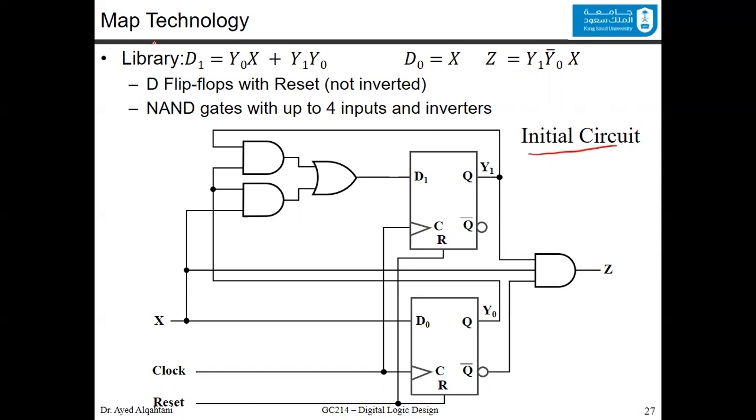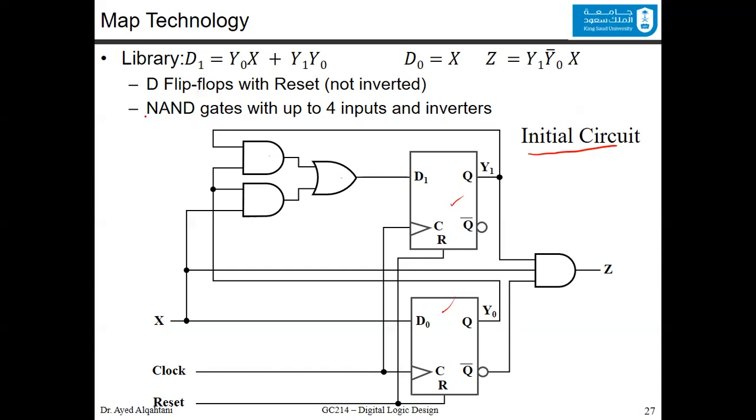Now, if you had the restriction of a certain gate because you have a certain map technology, and you were told that you will use D flip-flops, good, we are using D flip-flops with resets. This is the reset. So we need to have a reset, and we plug it in an input. We call it a reset. And you need to have only NAND gates with up to 4 inputs and inverters. You can see in our design, we have OR and NAND.